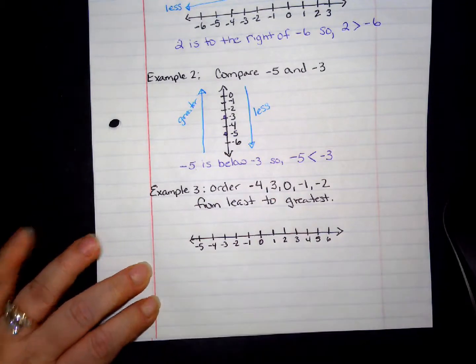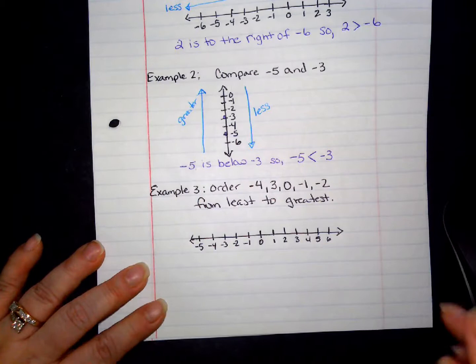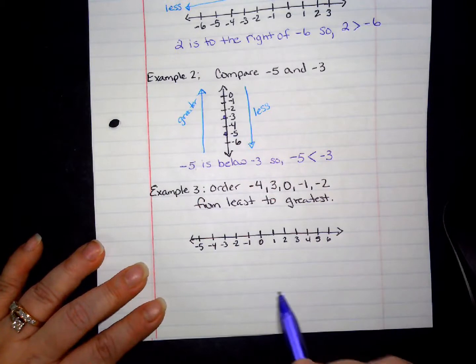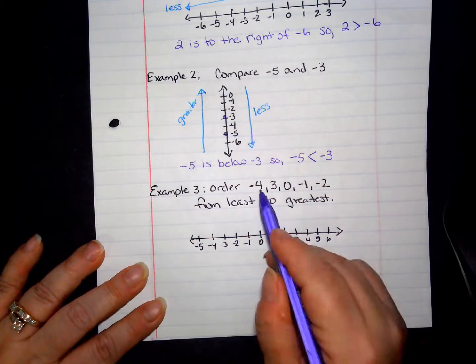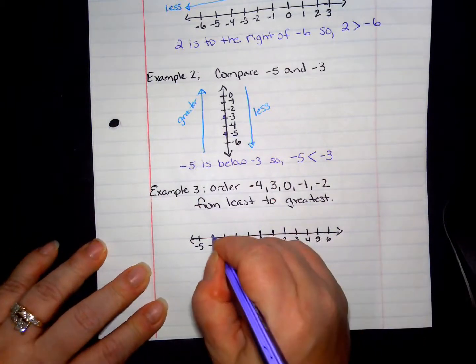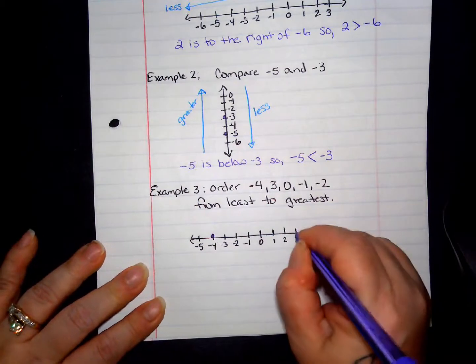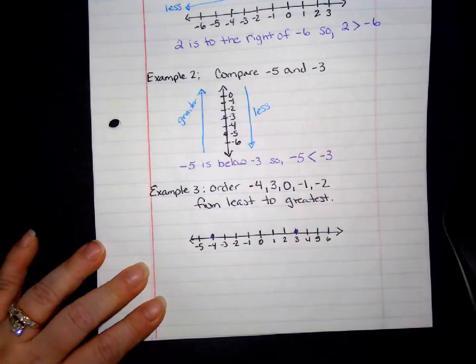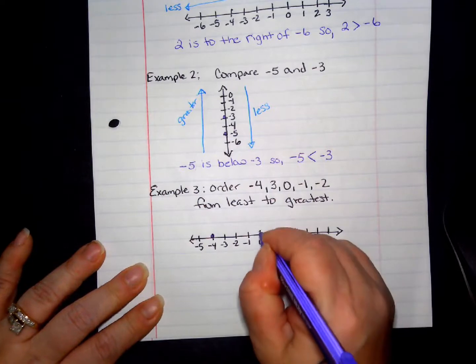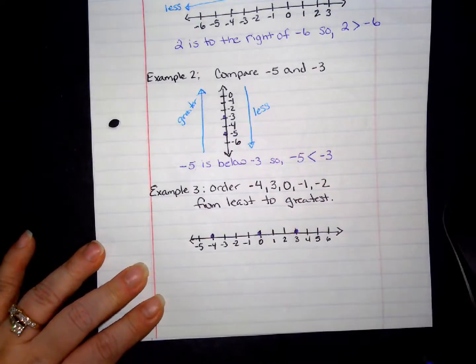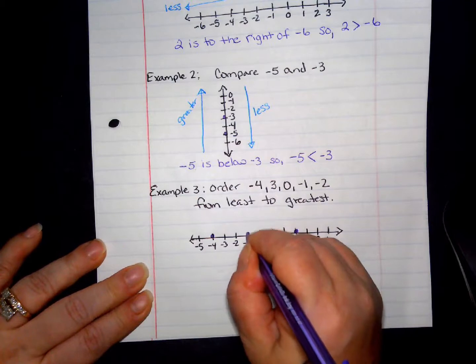All right, now I'm going to put my numbers on the number line. I'm going to graph them. So first, I need -4. Here's that one. Now I need 3. Here's that one. Now I need 0. There's that one. Then I need -1. There we go. And then I need -2.